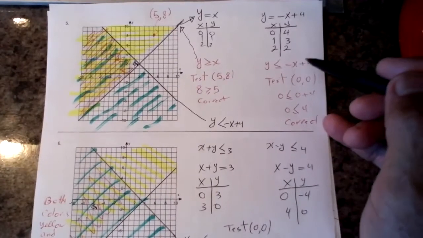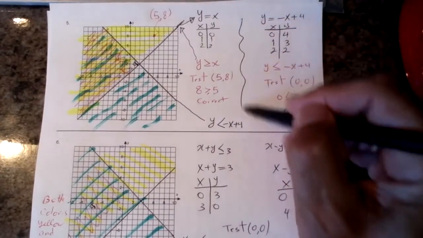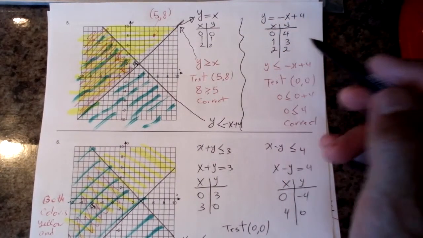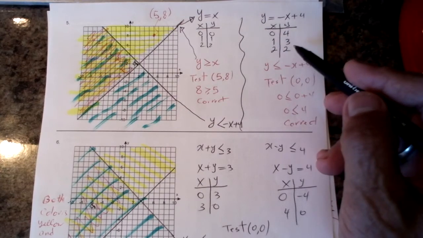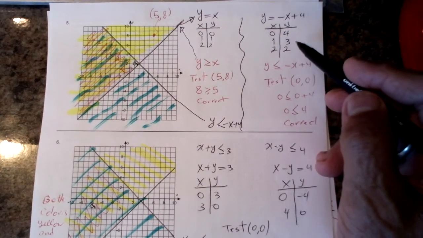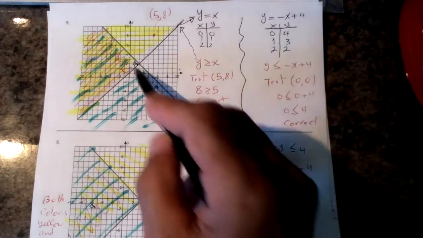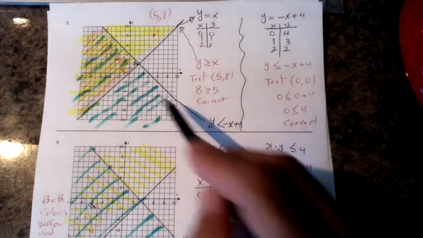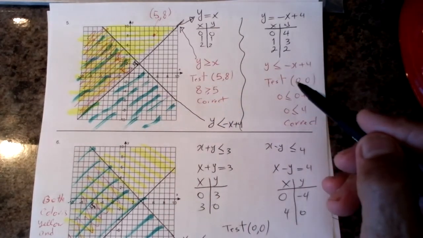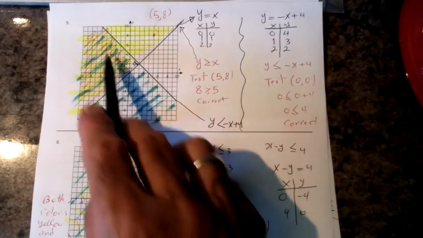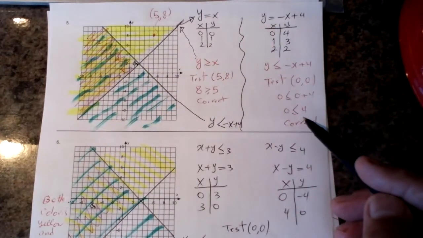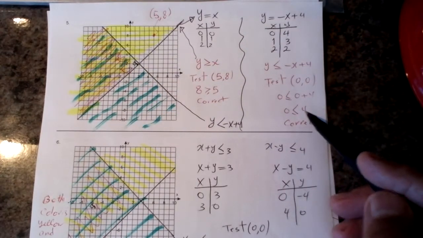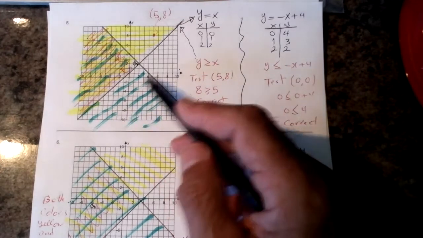Now, the second one, y is less than minus x plus 4. So I've come up with some points, graph it. The graph of this line is this. And to shade, 0, 0 is here below this line. I'll test it. It is correct. So you shade this side, green.